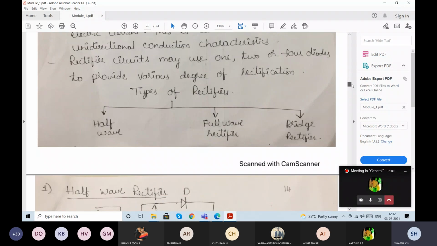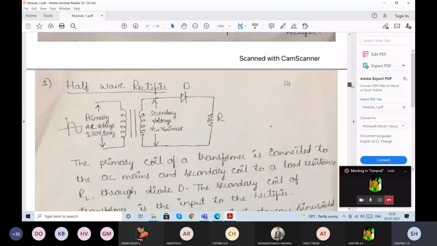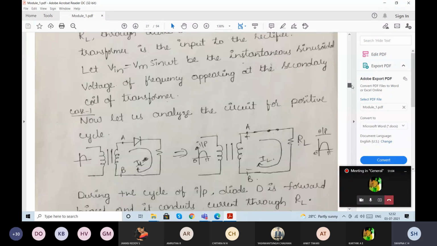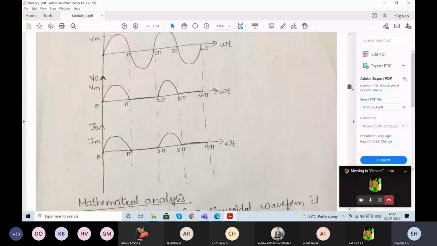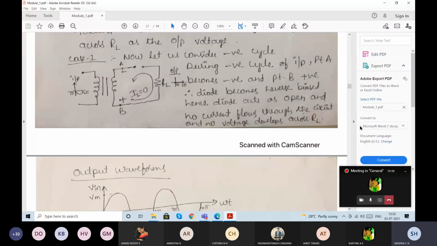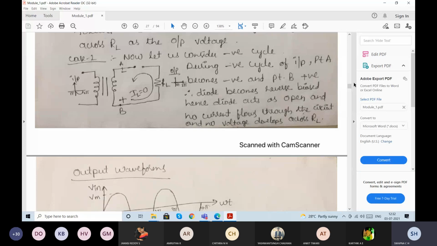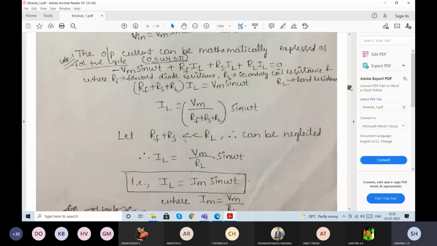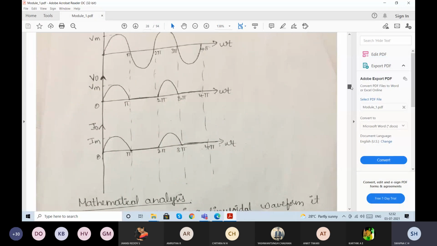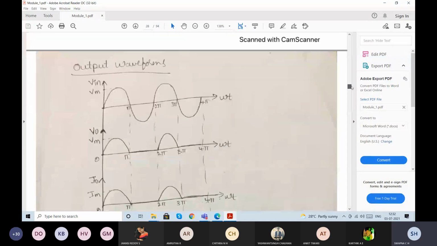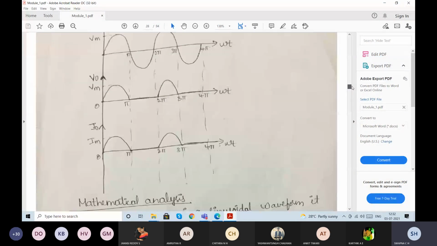So rectifiers, three types of rectifiers: half wave rectifier, full wave rectifier, and bridge rectifier. In a half wave rectifier, only half of the waveform will be rectified. That is the disadvantage with the half wave rectifier. And even if you see the waveform, it is not pure DC, it is a pulsating DC.